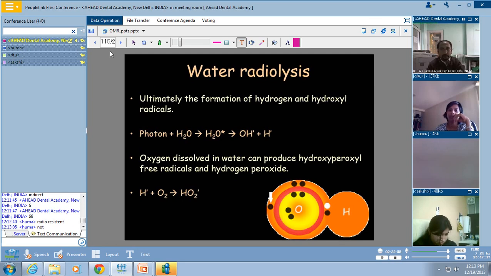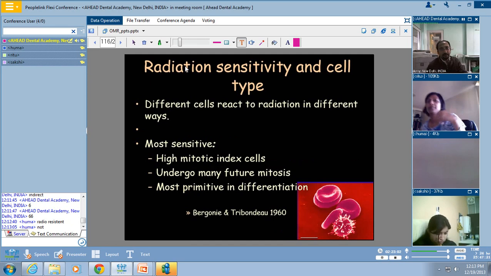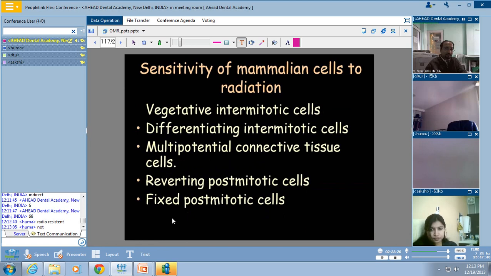So, radiation sensitivity in the cell type: these are the different types. Depending on the type of radiation, different cell types have different sensitivity. More sensitive are the high mitotic index cells, which undergo many future mitoses. They are the most primitive in differentiation. Well, this is the classification. I will always tell you one thing: if you know this classification, I promise you, you will always be able to make out which is a radiosensitive cell and which is not. If you listen to me carefully right now, you can easily understand it.